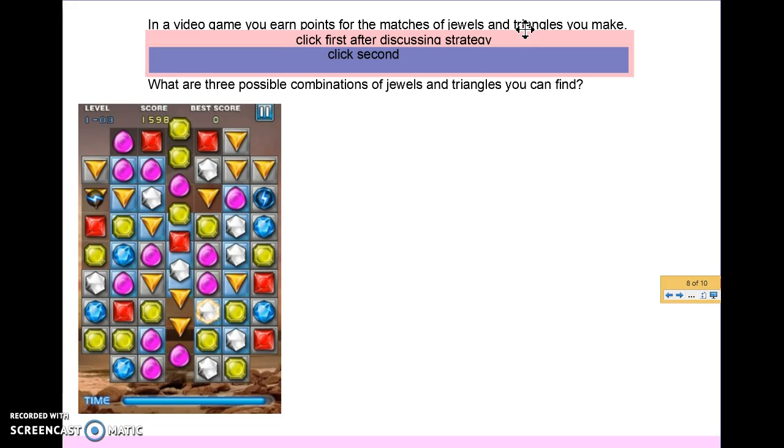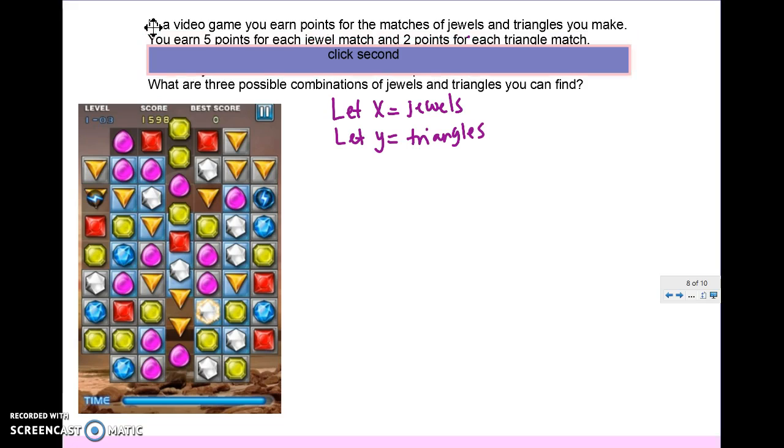So since this is a linear problem, I have an x and a y. So I have 2 let statements. Let x equal possible combinations of jewels, and let y equal possible combinations of triangles. So I know that usually these are going to be in standard form. So let's see. You earn 5 points for each jewel match and 2 points for each triangle match. 5x plus 2y.